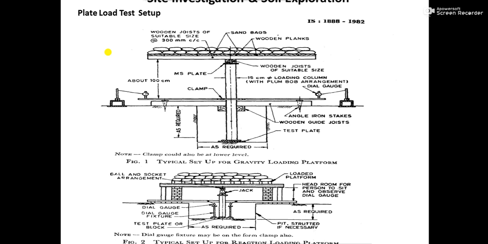See, there is another arrangement the IS standard code also says, that is the 1888 code. If you see the 1888 code, where the plate load test is explained in detail, there you will see another arrangement is given, that is called the reaction loading platform. So this is the typical setup for the reaction loading platform. In the reaction loading platform, you see almost the arrangements are the same as the gravity loading platform, only there is a difference at this point.